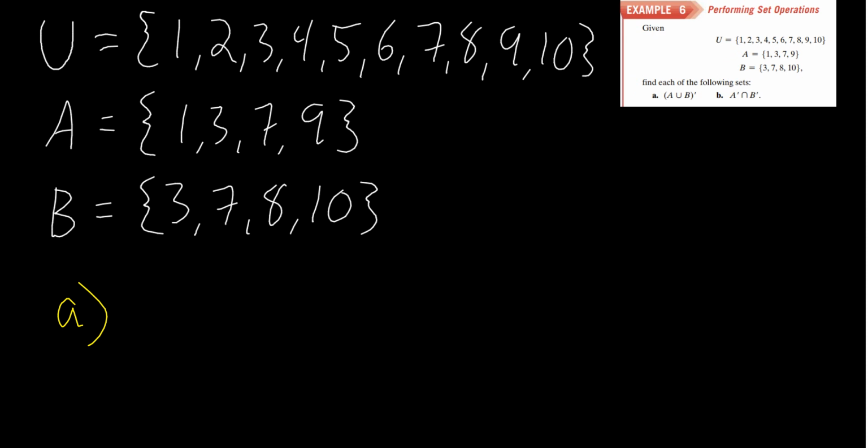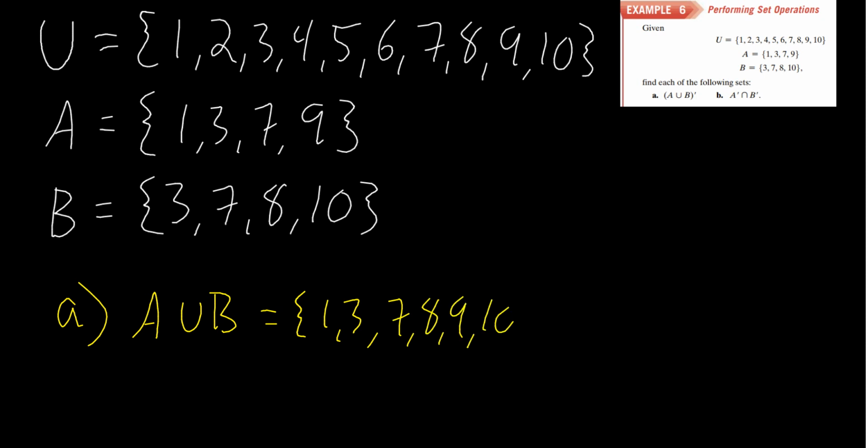The union is going to be everything that's in A and everything that's in B. So we'll write A union B. A union with B is going to be the set 1, 3, 7, 8, 9, 10. That is A union with B.